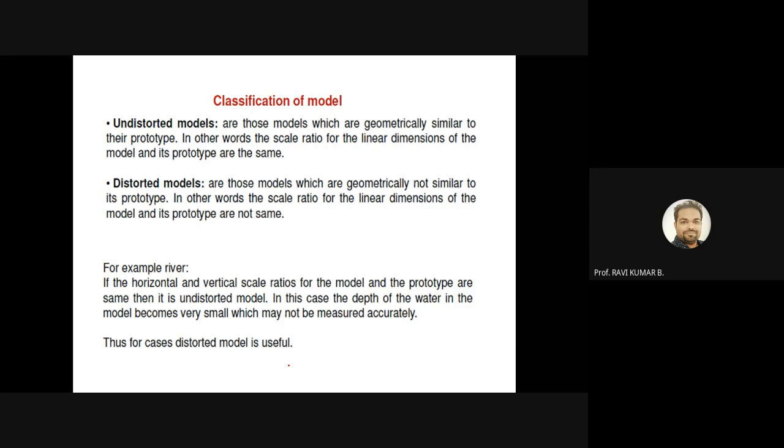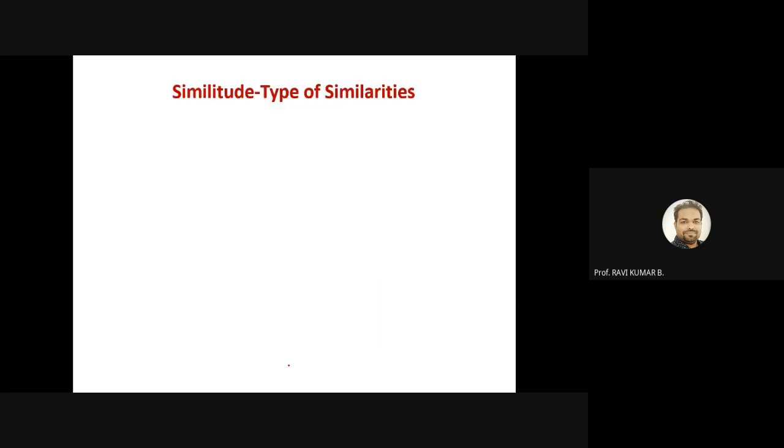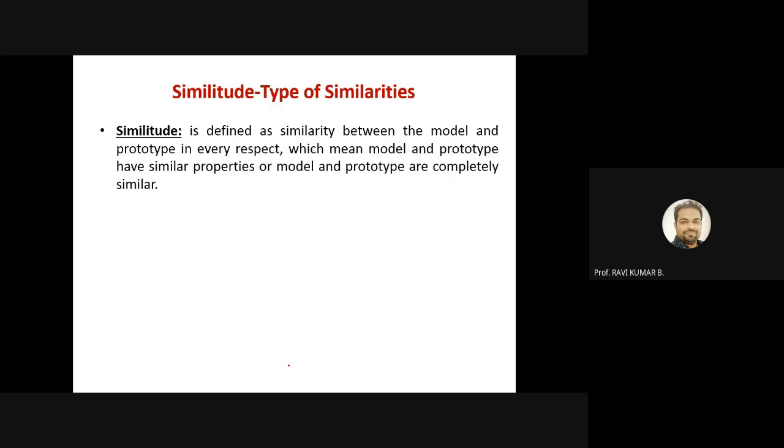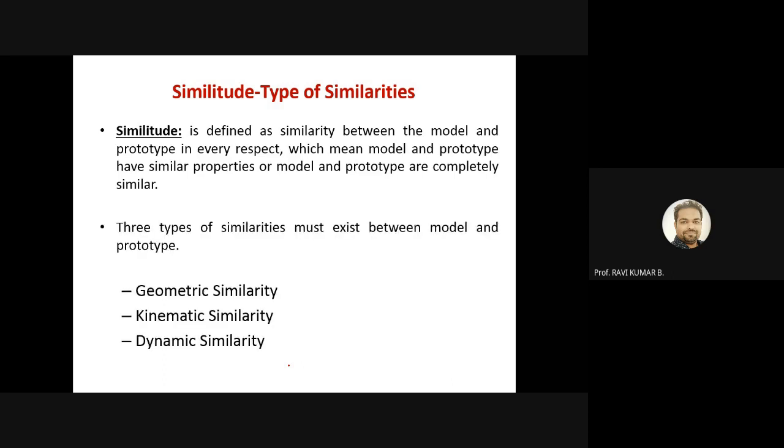So these are the two classifications of models. If you come to the types of similarities, as I already told you, similitude is defined as similarity between model and prototype in every respect, which means a model and prototype have similar properties, or model and prototype are completely similar. That possibility is also there. So these are three types: geometrical, kinematic, and dynamic similarity. One by one we'll see.